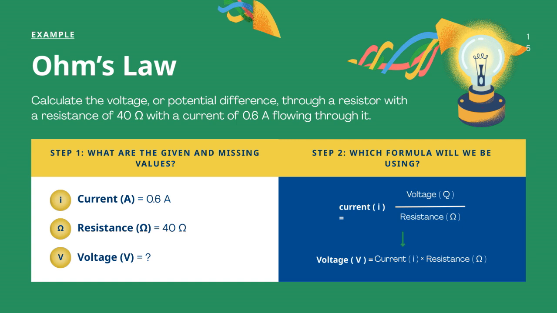This example really highlights how straightforward Ohm's law is for solving such problems. By knowing just two values, we can easily find the third, which is incredibly useful in many electrical applications. Remember, understanding this relationship is crucial because voltage, current, and resistance are the core parameters in any electrical circuit.